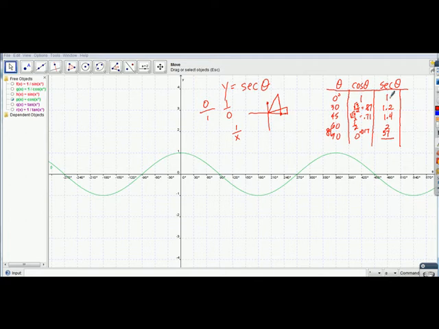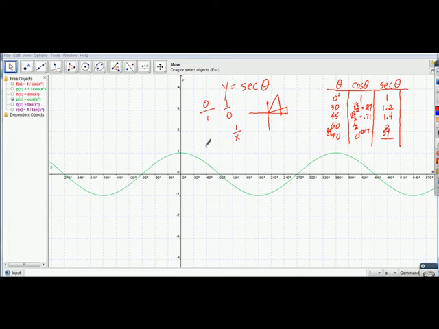So watch what happens. It starts out, it goes 1, 1.2, 1.4, 2. Now we really skipped up a lot, didn't we? We went from 60 to 89, but look what it did. It went to 57. What if we put like 89.9? Then it would go really huge, wouldn't it? 89.99999, it would be really, really big. So what's it doing? As it approaches 90, it gets higher and higher and higher. That's kind of like the tangent was. Would you agree?